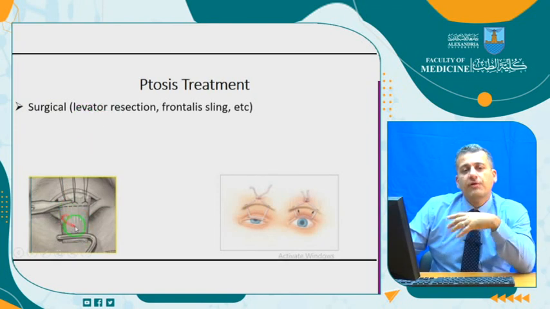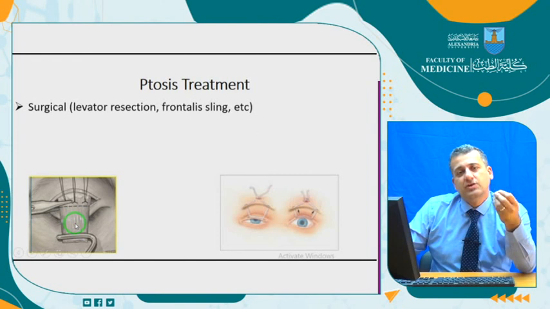Sometimes the levator muscle is not functioning whatsoever, so we have to replace the action of the levator muscle by a sling. What is a sling?